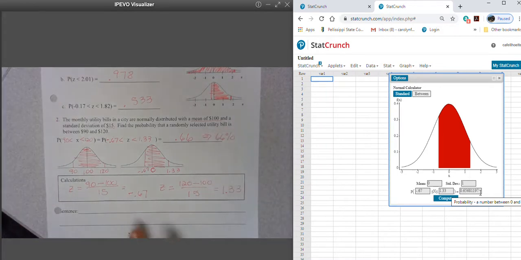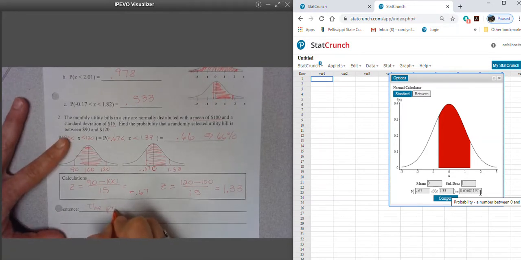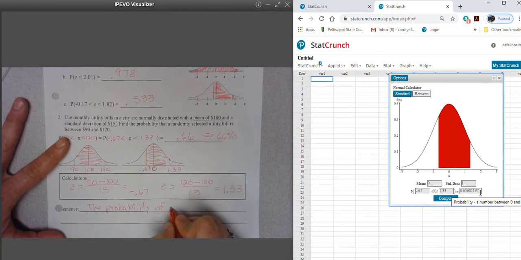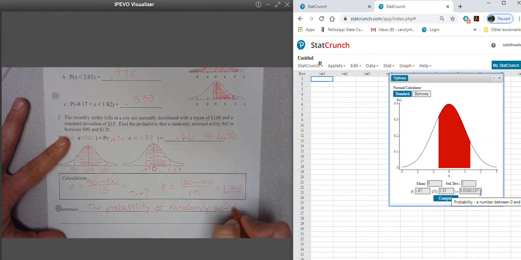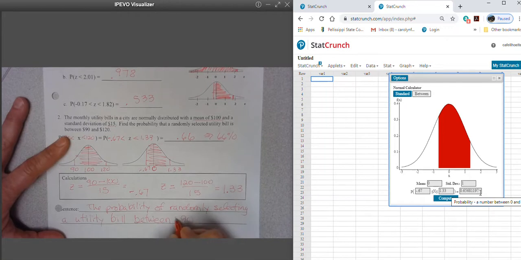So what we would say here, where I have a sentence, is: what does that mean? What it means is that the probability of randomly selecting a utility bill between $90 and $120 is about 66%, or you could say 0.66.